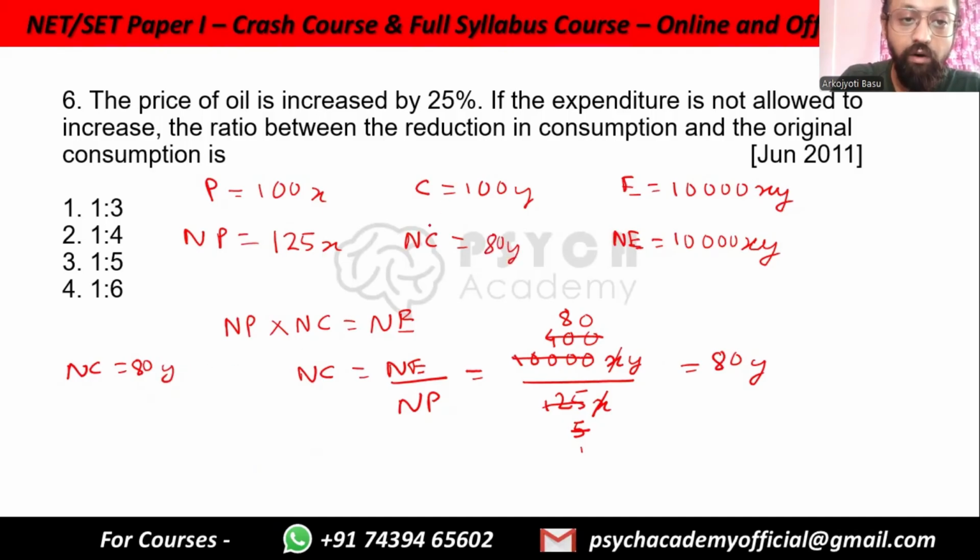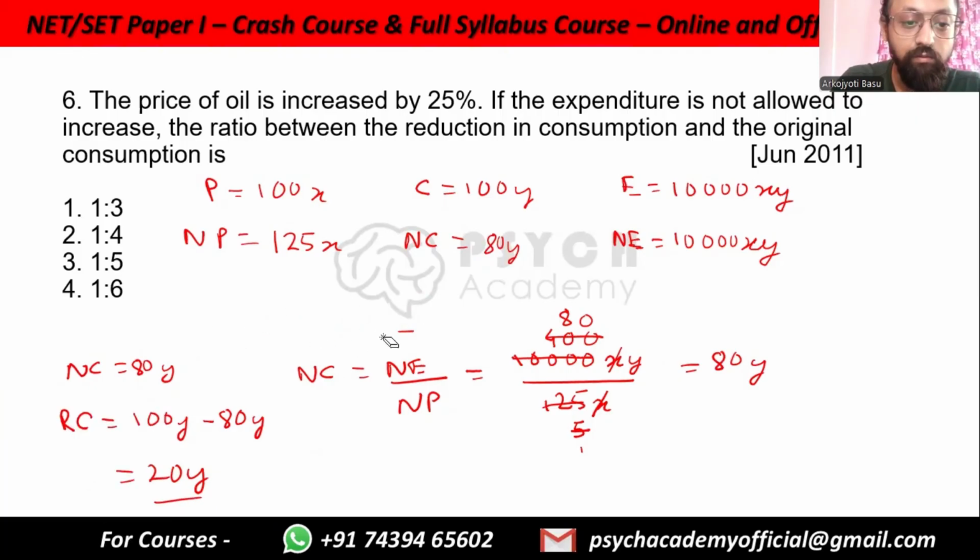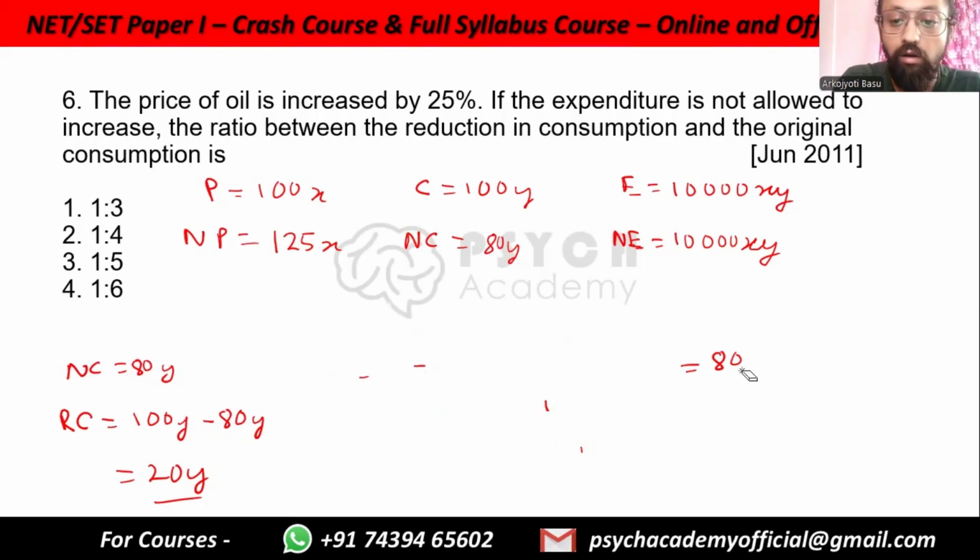So what is the difference? Reduction in consumption, I write RC, is equal to 100y minus 80y, which is equal to 20y. This is the reduction. So once again I will just clear out some space. Yes, this should be enough.